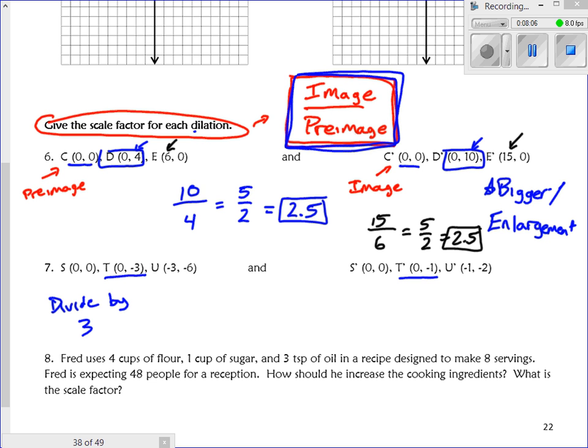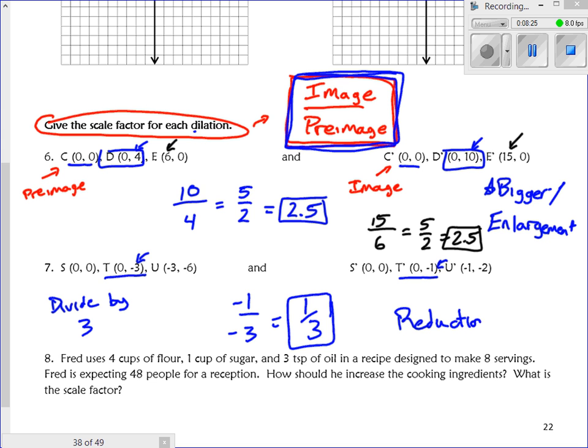So let's take a piece from the image. Well, the only valuable piece is negative 1. And then take that corresponding part from the pre-image, a negative 3. And what we should see is negative over negative is positive, so my scale factor is 1/3. So here we have a reduction. It's getting smaller.